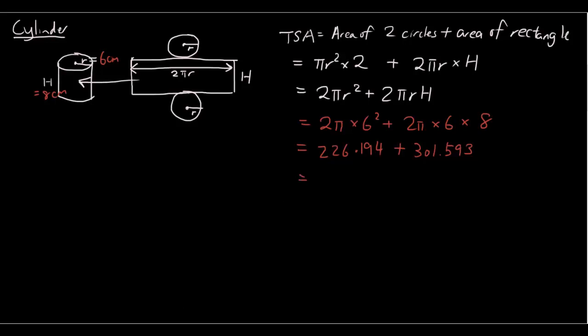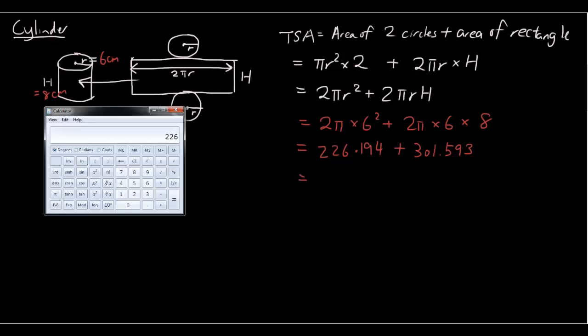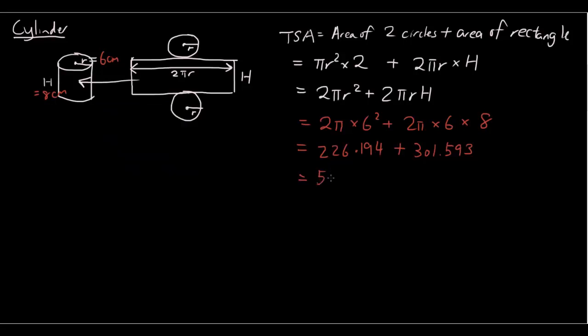So add them together. 226.194 plus 301.593, 527.8 centimeters squared, rounded to 1 decimal place. Okay, so that is the surface area of a cylinder. And let's do a square-based pyramid.